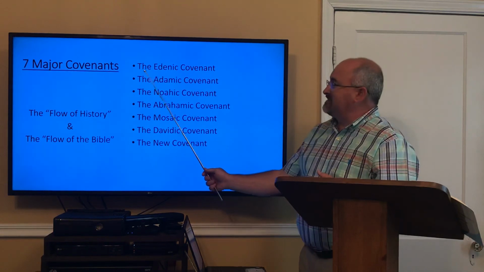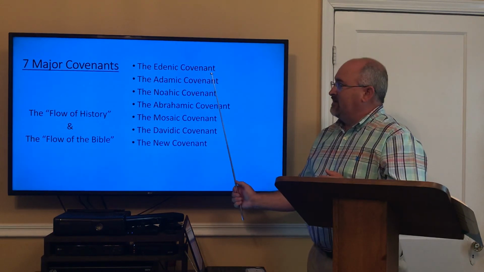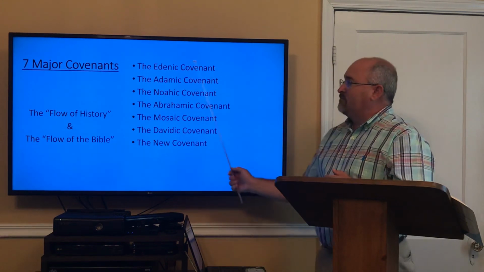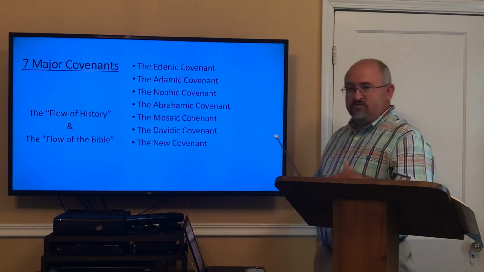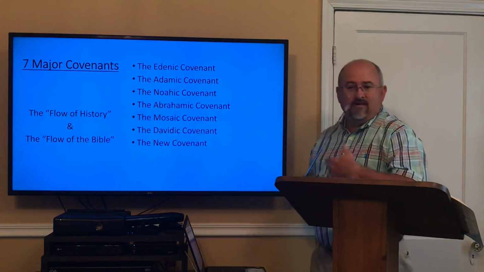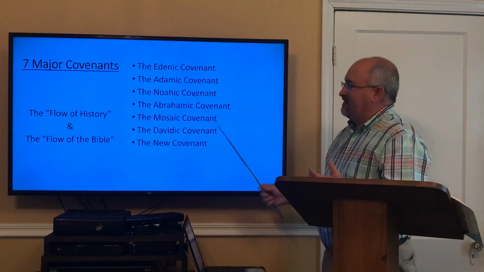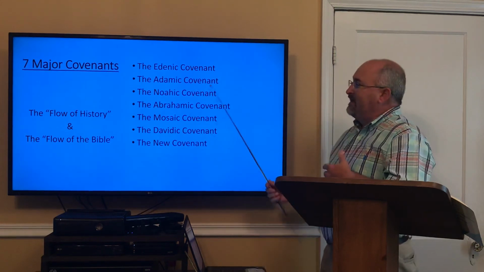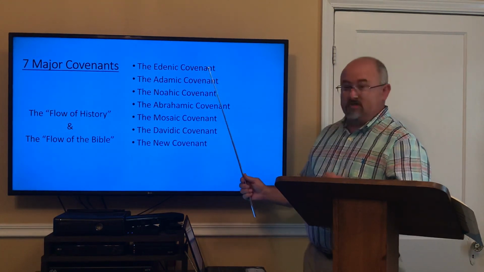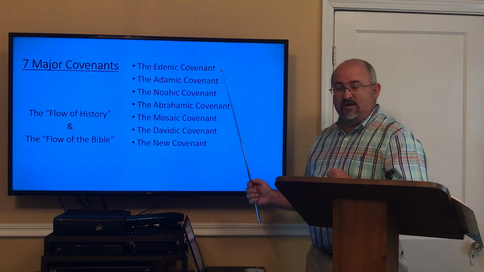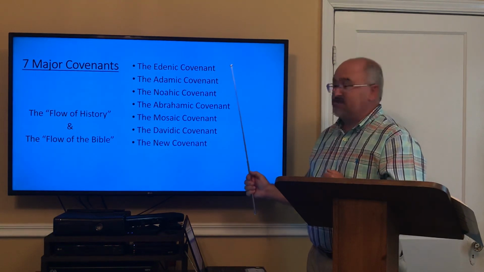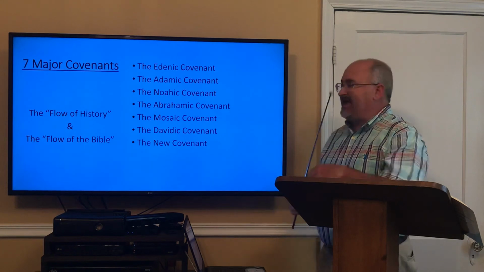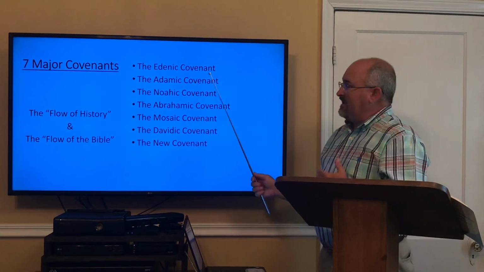The first one was the Edenic covenant. This covenant was in the Garden of Eden. God created Adam and Eve, placed them in the garden, told them to subdue the land. They were to be over the animals. They were to replenish the earth. All they were not supposed to do was to eat from the tree of the knowledge of good and evil from the center of the garden. That was the only thing they could not eat from. Everything else they could eat from.